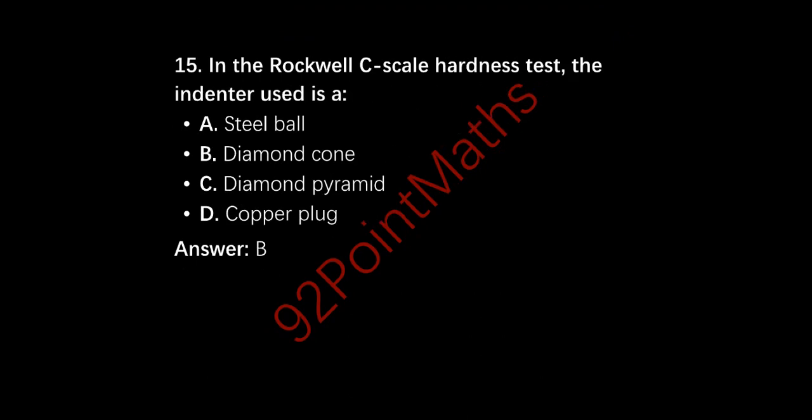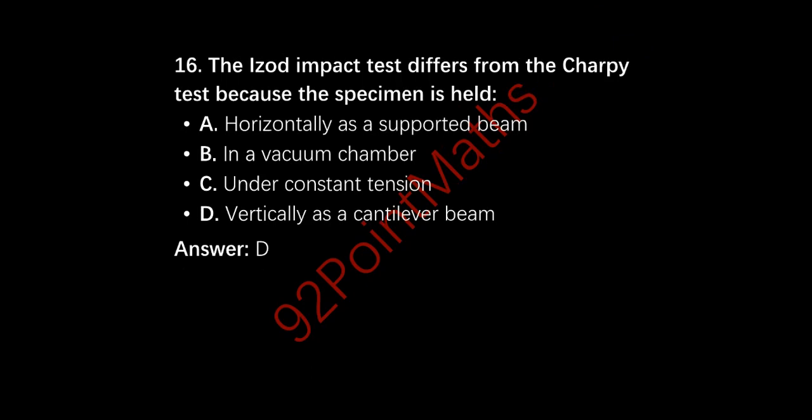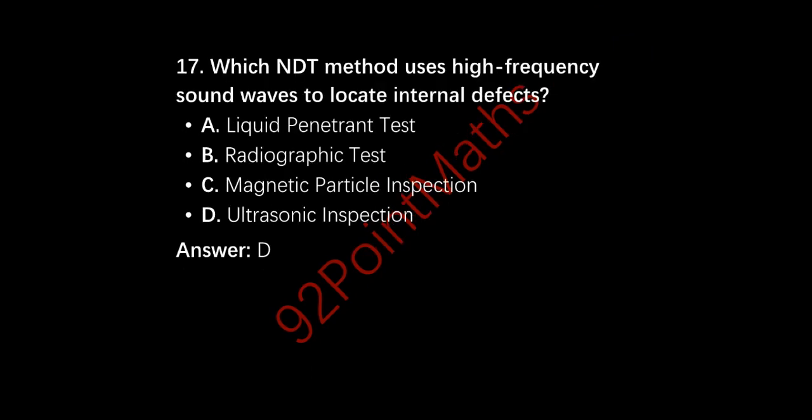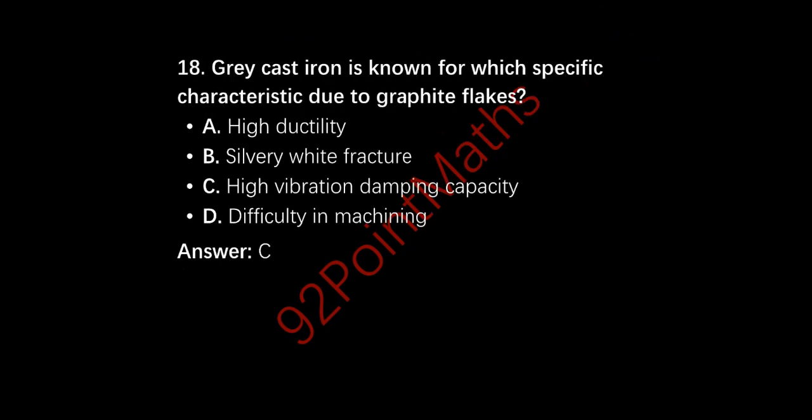In the Rockwell C-scale hardness test, the indenter used is option B, diamond cone. The Izod impact test differs from the Charpy test because the specimen is held, option D, vertically as a cantilever beam. Which non-destructive test method uses high-frequency sound waves to locate internal defects? Option D, ultrasonic inspection. Gray cast iron is known for which specific characteristic due to graphite flakes?